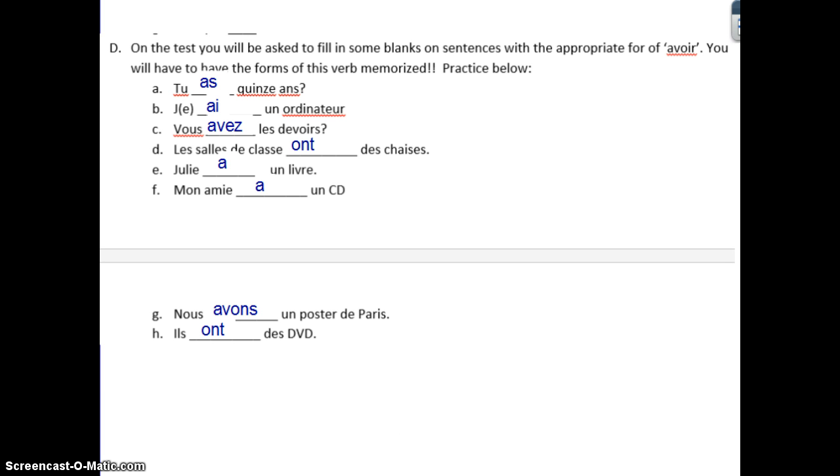Once you've practiced it, then it's really just a matter of paying attention to what your subjects are. So on letter A, my subject is tu. The tu form of avoir is a. Tu as 15 ans, do you have 15 years? As in, are you 15 years old?